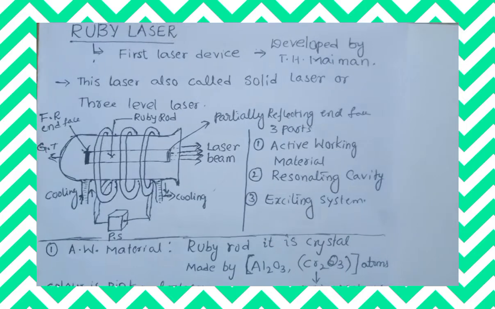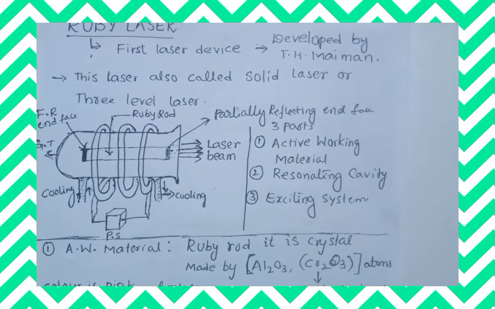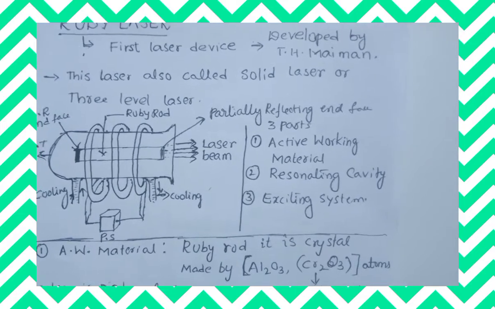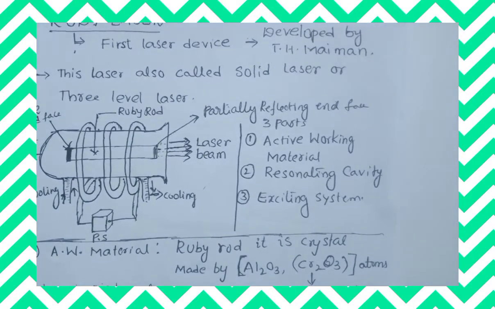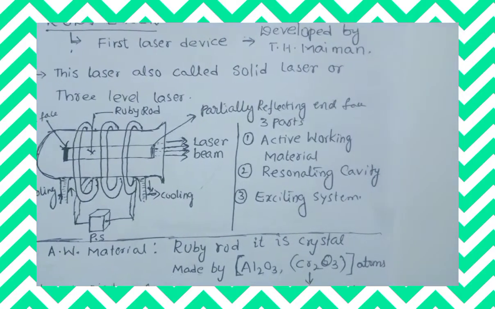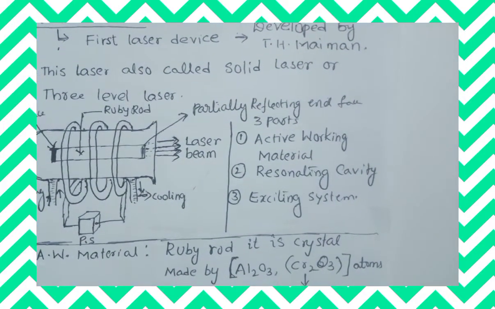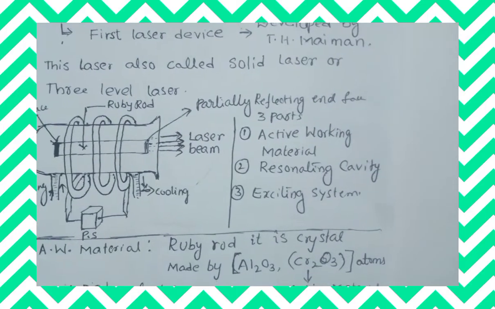First, see the construction of Ruby laser. In every laser, there are mainly three parts. The first part is the active working material. The second part is the resonating cavity. And the third part is the exciting system.